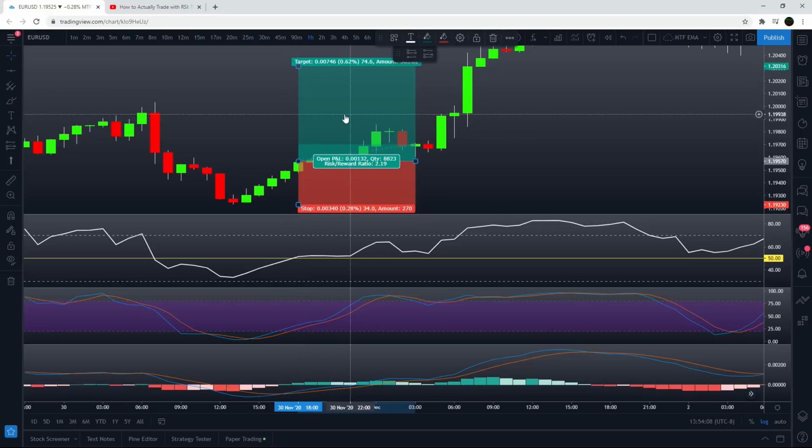So this trade gives us a 1 to 2.19 risk reward. Now I'm going to go over one more short position and then get into the 100 tests.